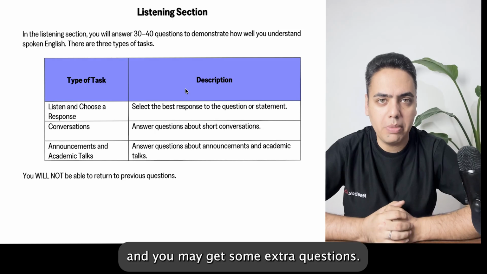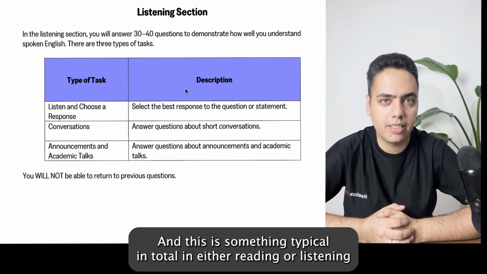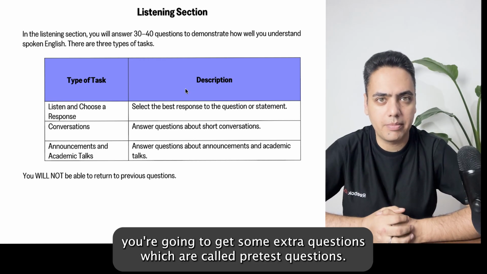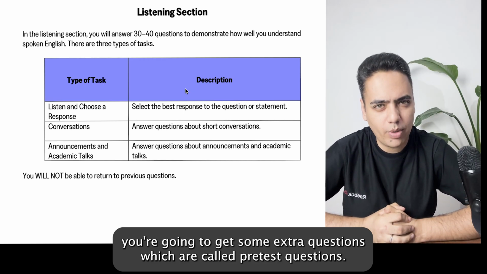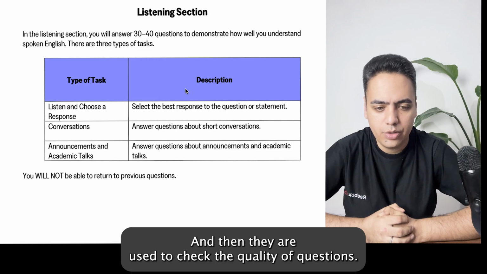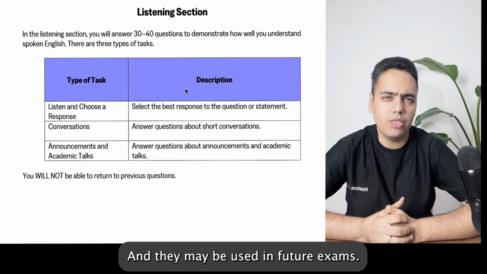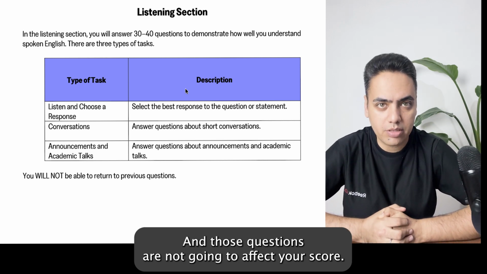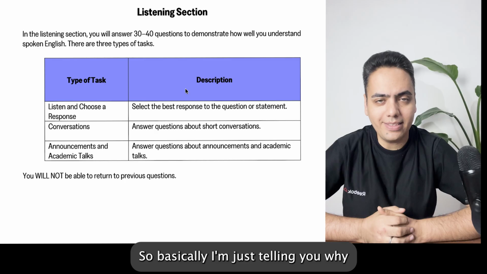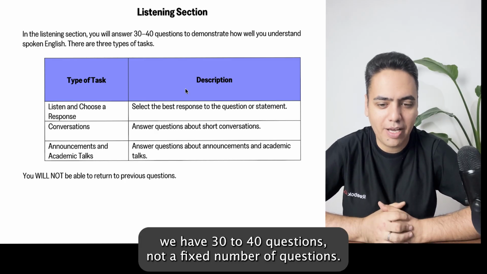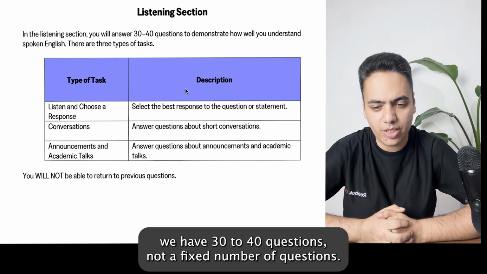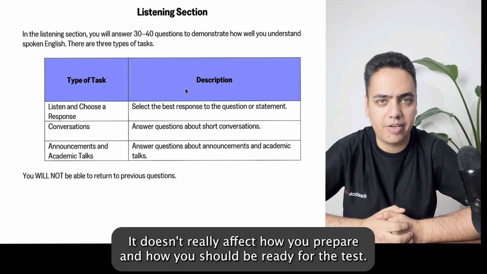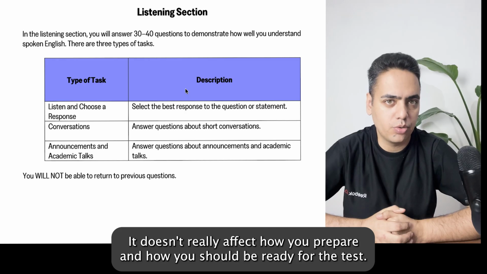Remember, you may get some extra questions, and this is something typical in TOEFL. In either reading or listening, you're going to get some extra questions which are called pre-test questions, and they are used to check the quality of questions, and they may be used in future exams. You don't know which questions are those, and those questions are not going to affect your score. So basically, I'm just telling you why we have 30 to 40 questions, not a fixed number of questions. But other than that, you shouldn't really pay any attention to this. It doesn't really affect how you prepare and how you should be ready for the test.